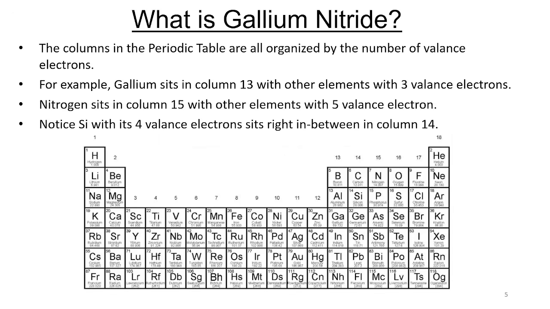The columns in the periodic table are organized by the number of valence electrons. For example, gallium right here sits in column 13 with other elements with 3 valence electrons. Nitrogen right here sits in column 15, and all the other elements in that column have 5 valence electrons. And notice silicon is right in the middle here, in a column with 4 valence electrons.